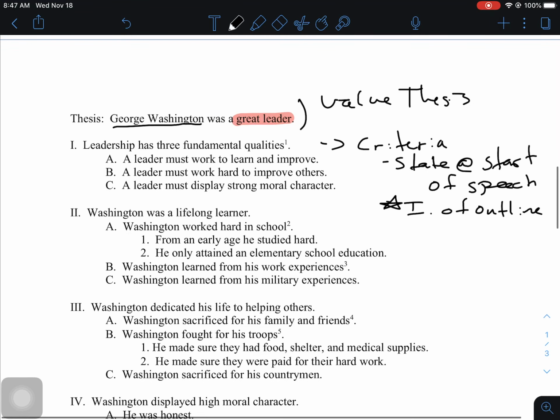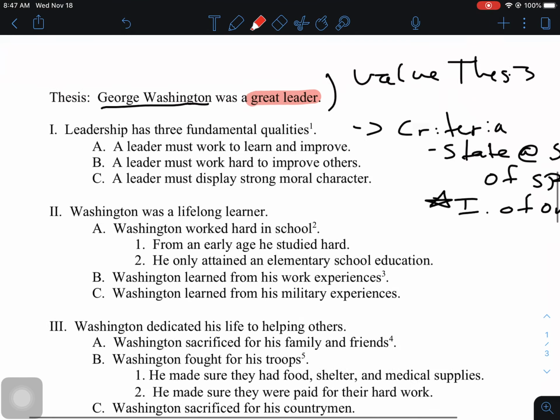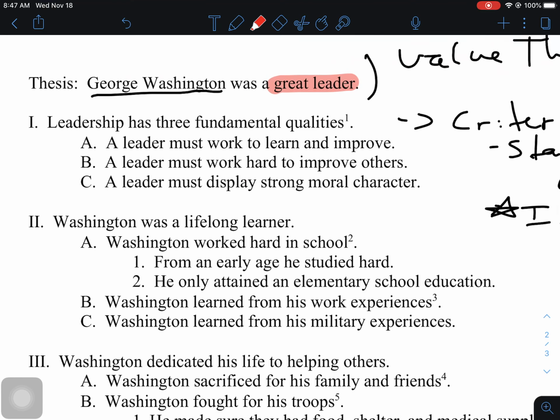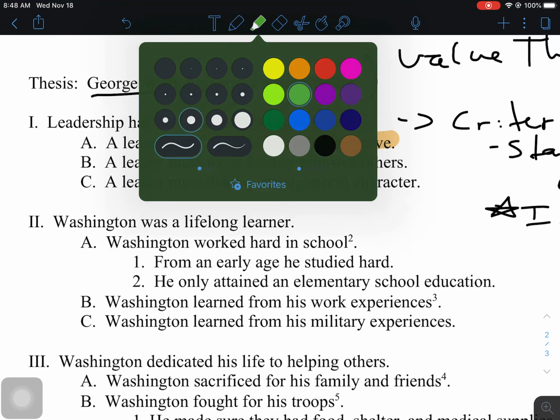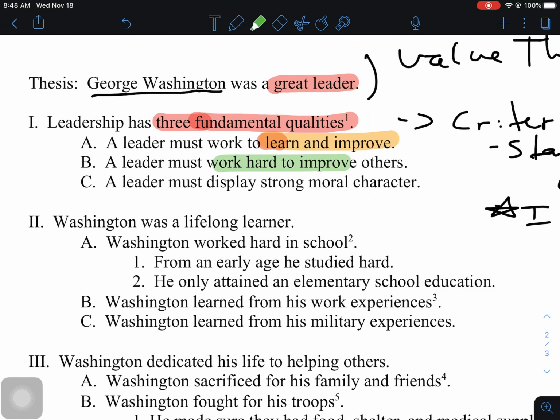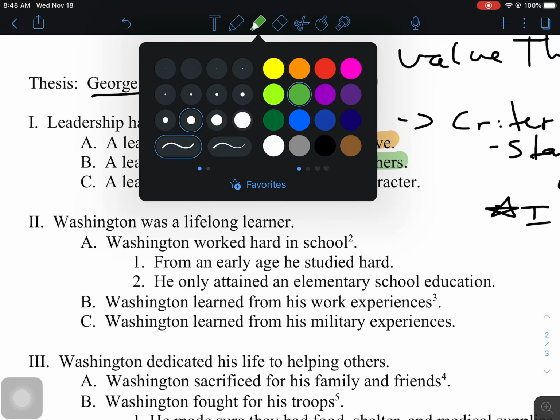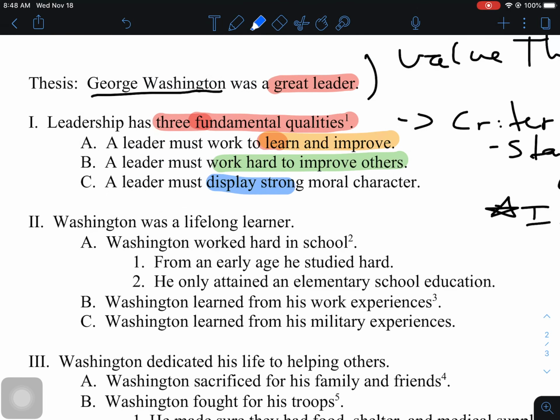And so what I have done here, and this is a useful approach, it's not necessary, but it's very useful and makes it easier for you later on, is that I have 3 fundamental qualities for leadership. I'm going to change my highlighter here. A leader helps to learn and improve, a leader is hardworking to improve others, and a leader displays strong moral character.